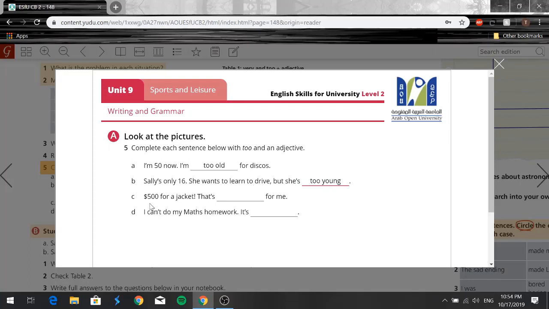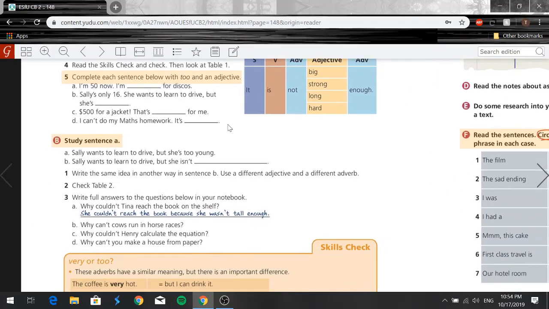C, $500 for a jacket, that's dash for me. I'll say that's too expensive for me, right? D, I can't do my math homework, it's dash. We'll say too hard, right? So I can't do my math homework, it's too hard, okay? I hope you got the difference between too and very. Again, so one more time. A, too old, B, too young, C, too expensive, and D, too hard. Now let's move on to exercise B.